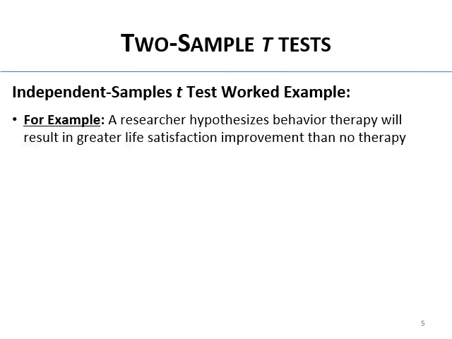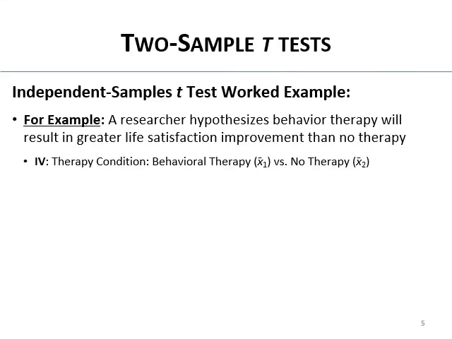So let's do a worked example of an independent t-test. These are really common. It's probably one of the most common stats besides correlation in dissertations and other research. So let's say a researcher hypothesizes that behavior therapy will result in greater life satisfaction improvement than receiving no therapy. It's kind of reasonable, right? So you've got two groups.